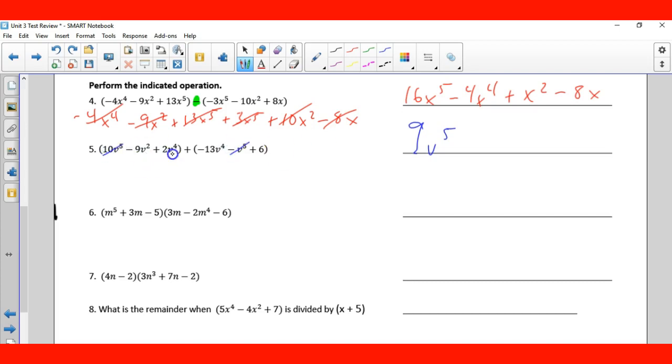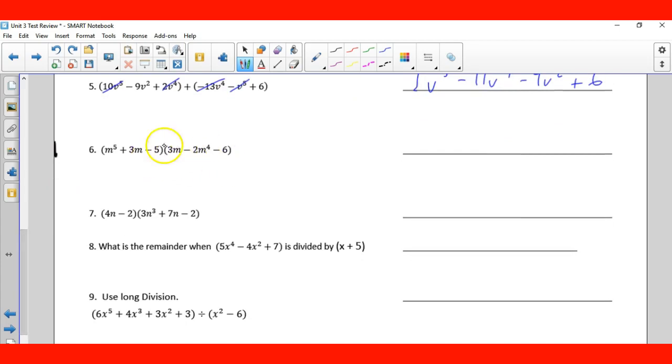Then I have 2v to the 4th minus 13v to the 4th. That's going to be negative 11v to the 4th. Then I have minus 9v, v squared plus 6. Now, this one, guys, this is multiplication.